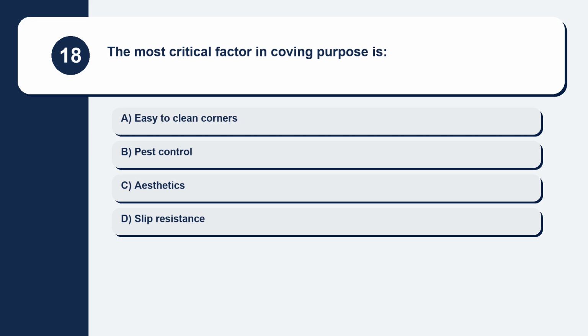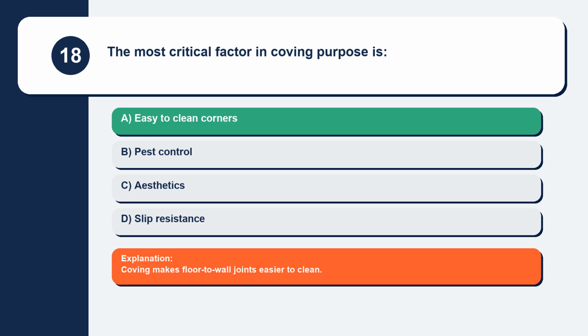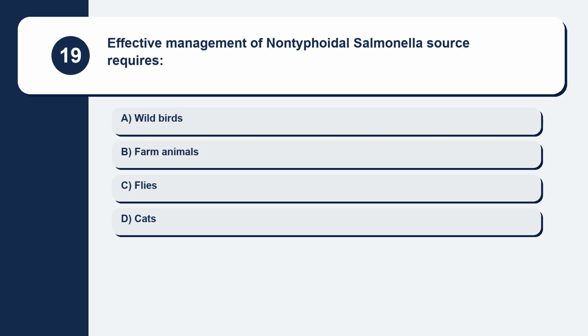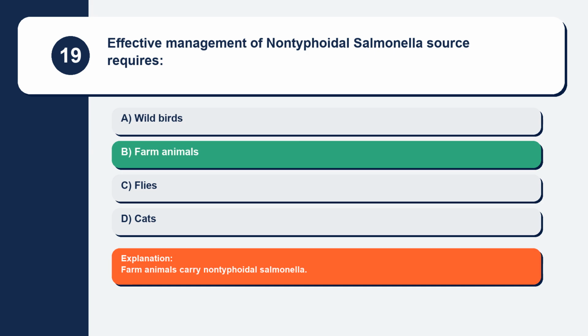Question 18. The most critical factor in coving purposes: easy to clean corners, pest control, aesthetics, slip resistance. Coving makes floor-to-wall joints easier to clean. Question 19. Effective management of non-typhoidal salmonella source requires wild birds, farm animals, flies, cats. Farm animals carry non-typhoidal salmonella.